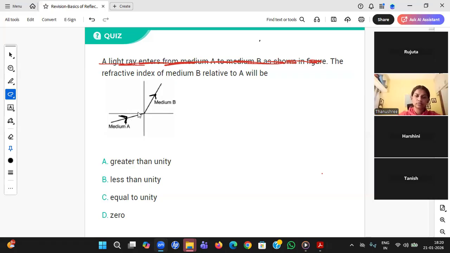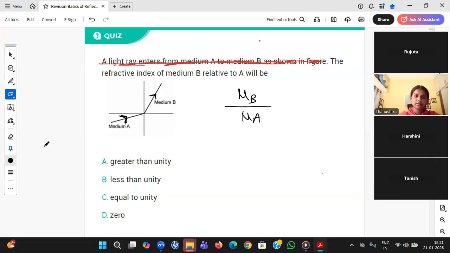Okay. So Tanushri, how will you do, student? He is speaking about the refractive index mu B relative to A, mu B divided by A. So how will you do this? Now tell me which medium is denser and which medium is rarer, according to you. Rarer means fewer particles, denser means more. A medium is rarer and B medium is denser. Very good, right answer.